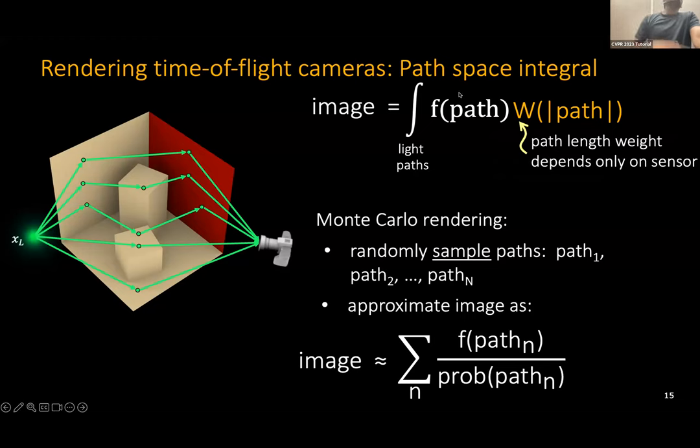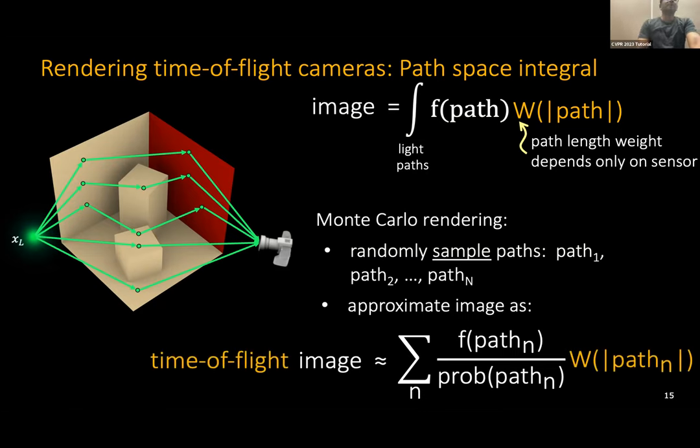And that gives us the time of flight image, okay? So the Monte Carlo techniques that we have built for intensity cameras can be extended to time of flight cameras easily by simply multiplying with the path length weighing function, right? Does that make sense?